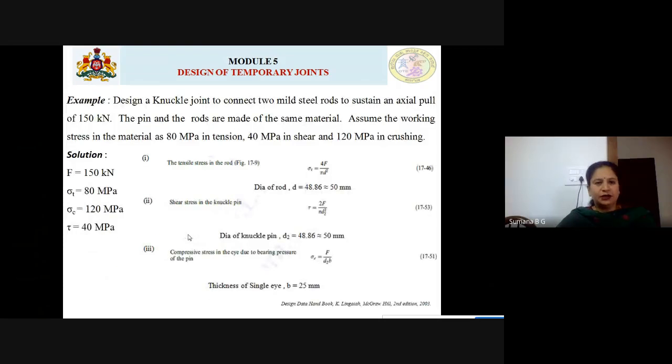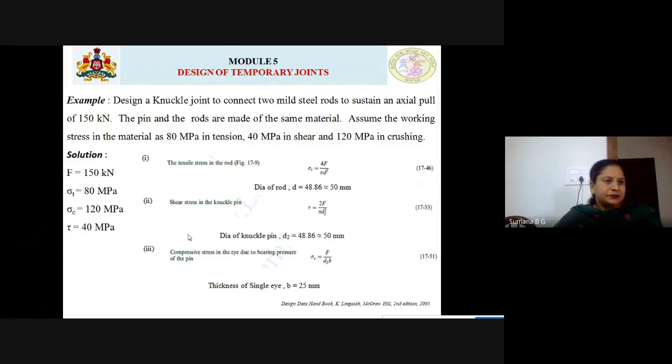Okay. So coming to an example, we have to design a knuckle joint to connect two mild steel rods to sustain an axial pull of 150 kilonewton. The pin and the rods are made of the same material. Assume the working stress in the material as 80 MPa in tension, 40 MPa in shear, and 120 MPa in crushing. Okay. So once we read the problem, students, write down the given data. And preferably use notations as given in the design data handbook which you are referring.